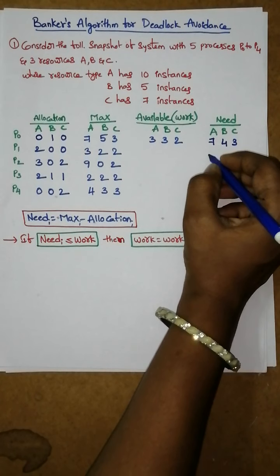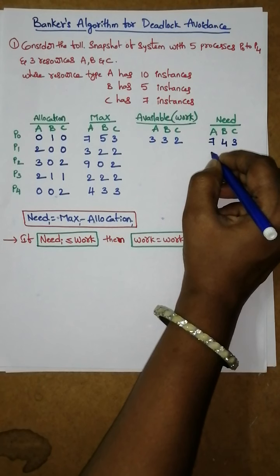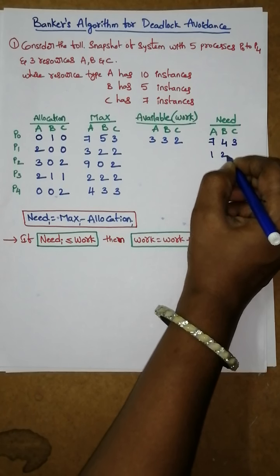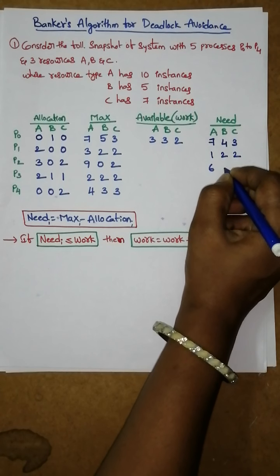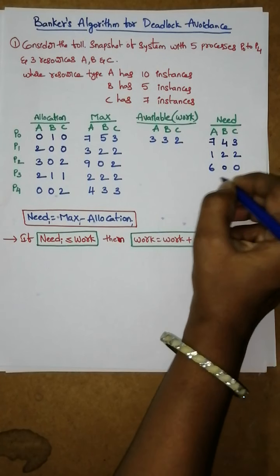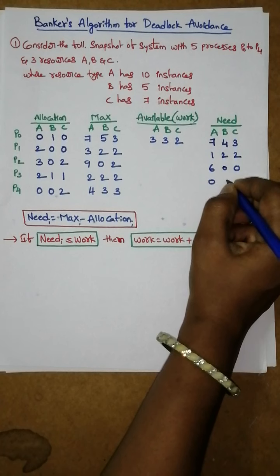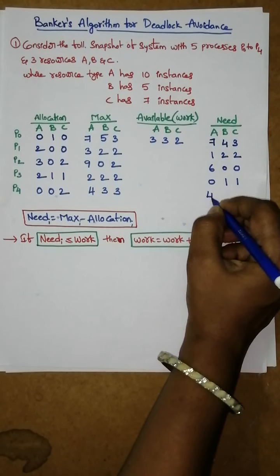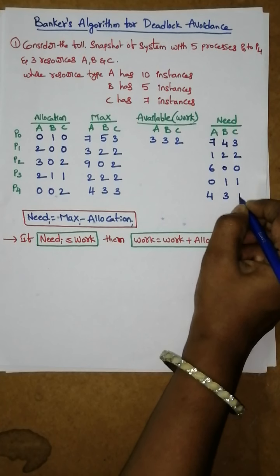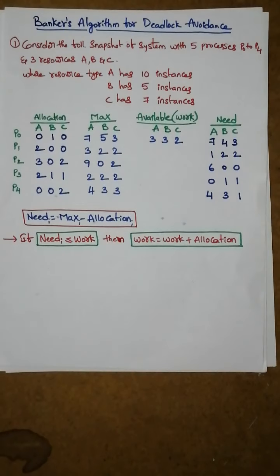So it is 1 2 2. Next is 6 0 0. Next is 0 1 1. Next is 4 3 1. So these are the need values for all the processes.